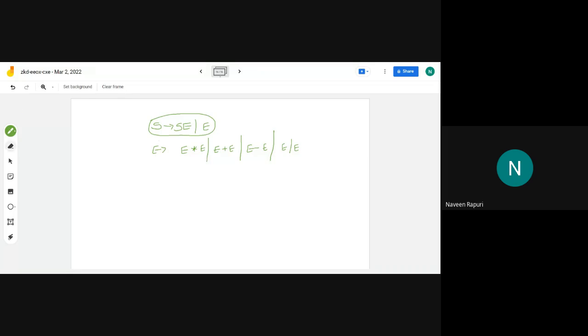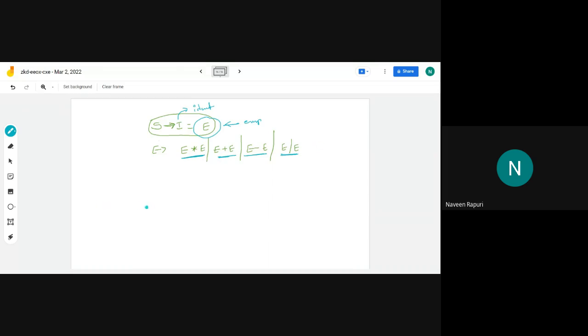Sorry, sir. Small change. S derives I equals E. Here I is an identifier and E is an expression. That expression may be multiplication, or addition, or subtraction, or division.